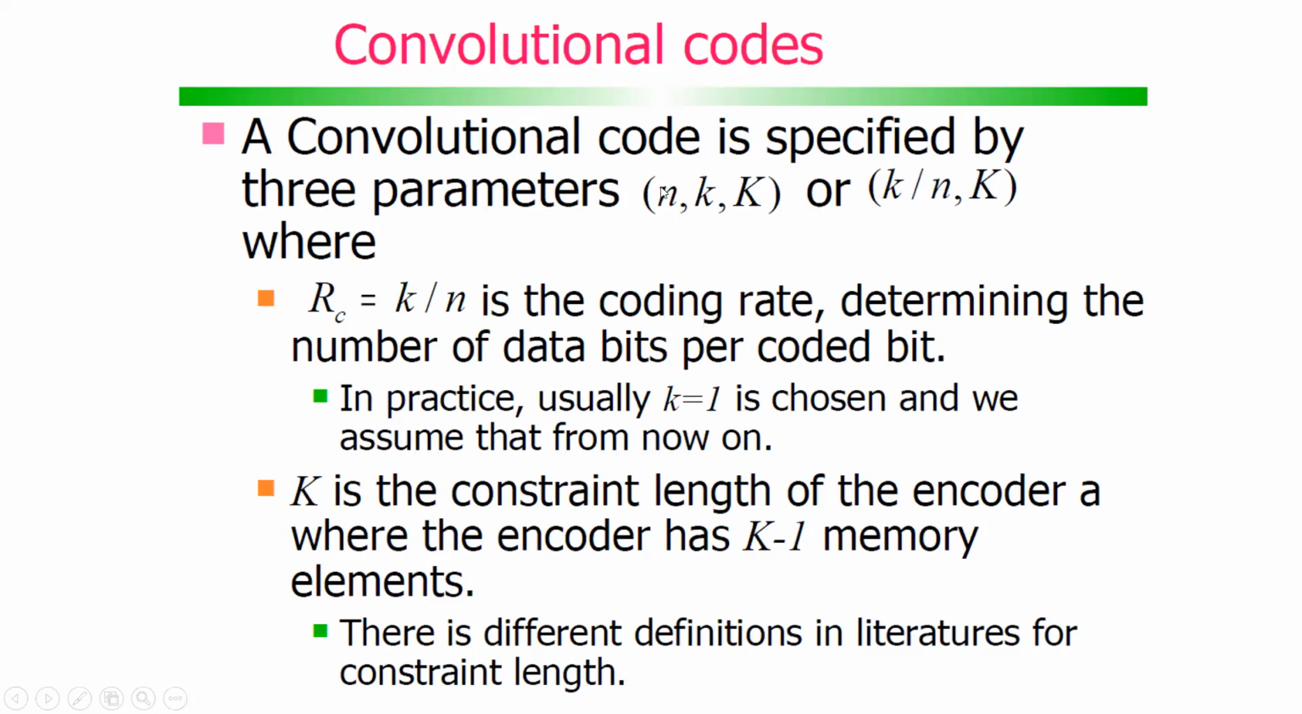Or it can also be represented by small k divided by n, which is actually called the code rate, comma capital K. Where small k divided by n is known as the code rate. That means the number of message bits divided by the number of bits in the code word is a factor which we call the code rate. Code rate is used to determine the number of data bits per coded bit. Because it is the number of data bits divided by the code word bits, it will represent the number of data bits per coded bit.